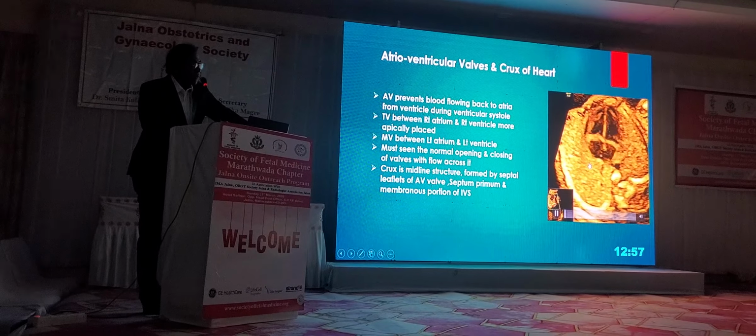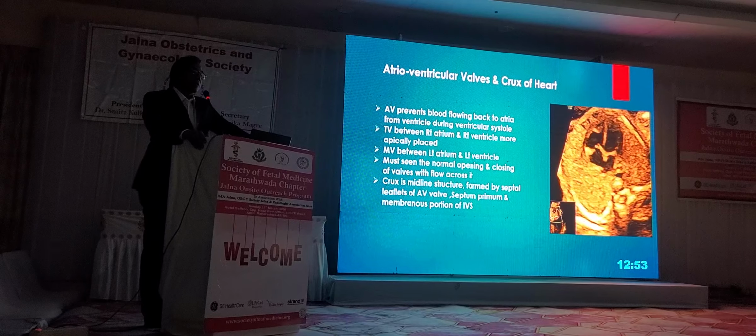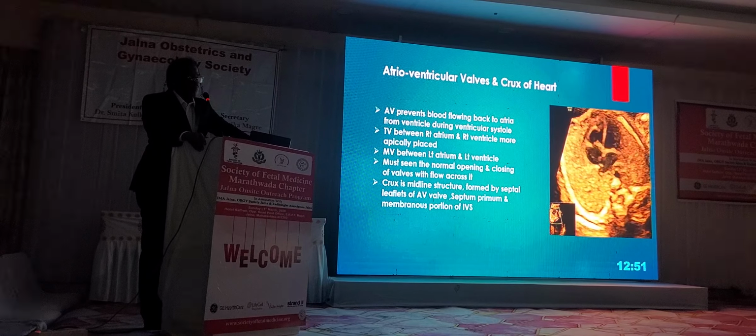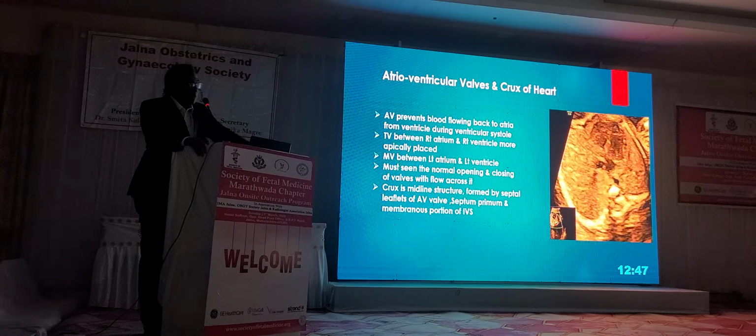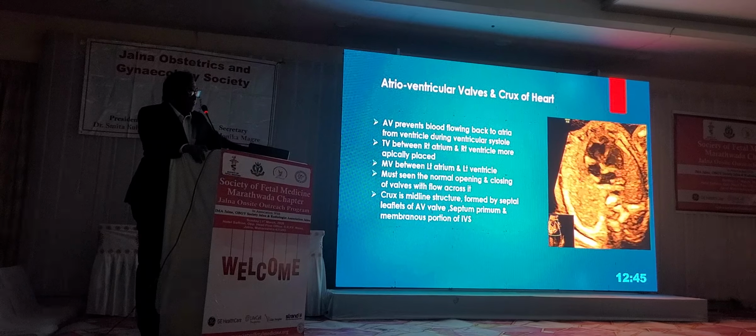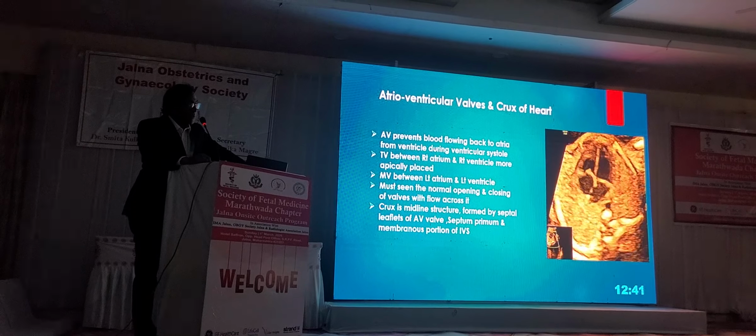Again, coming to atrioventricular valves. Atrioventricular valves are a dynamic structure. Basically, the heart is a dynamic structure. That is what differentiates it from a few other structures like gray masses. AV valves will prevent flowing of the blood back to the atria, and there is an offset of the AV valves, which we all should see. It is a normal variant.